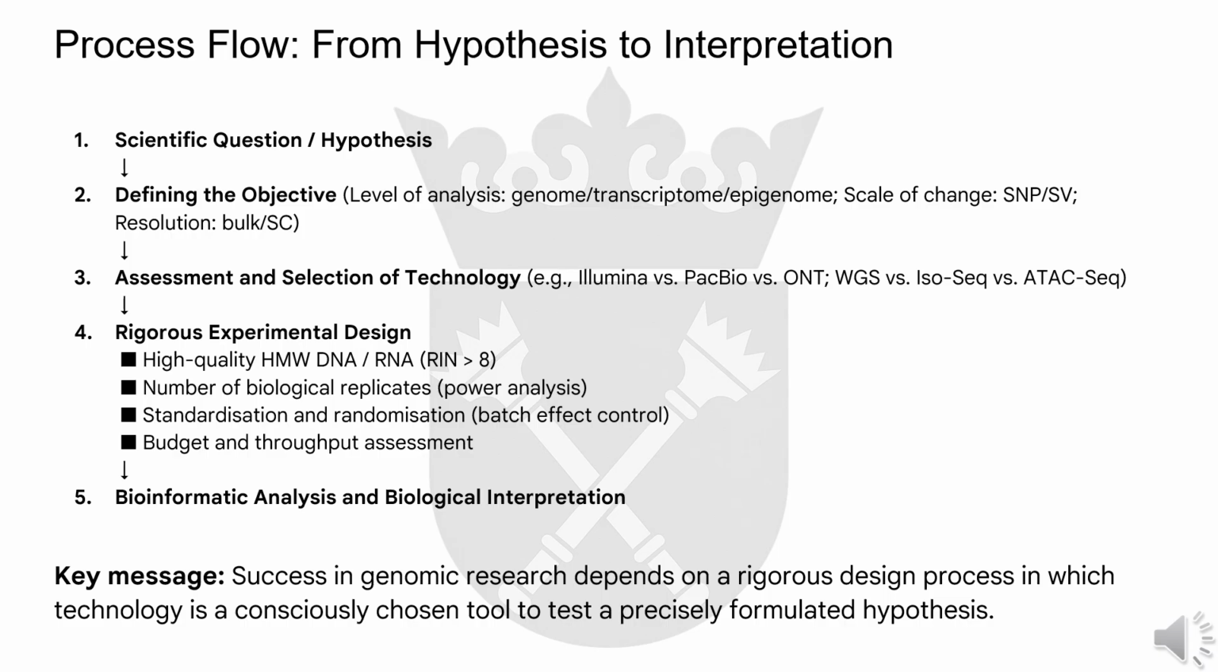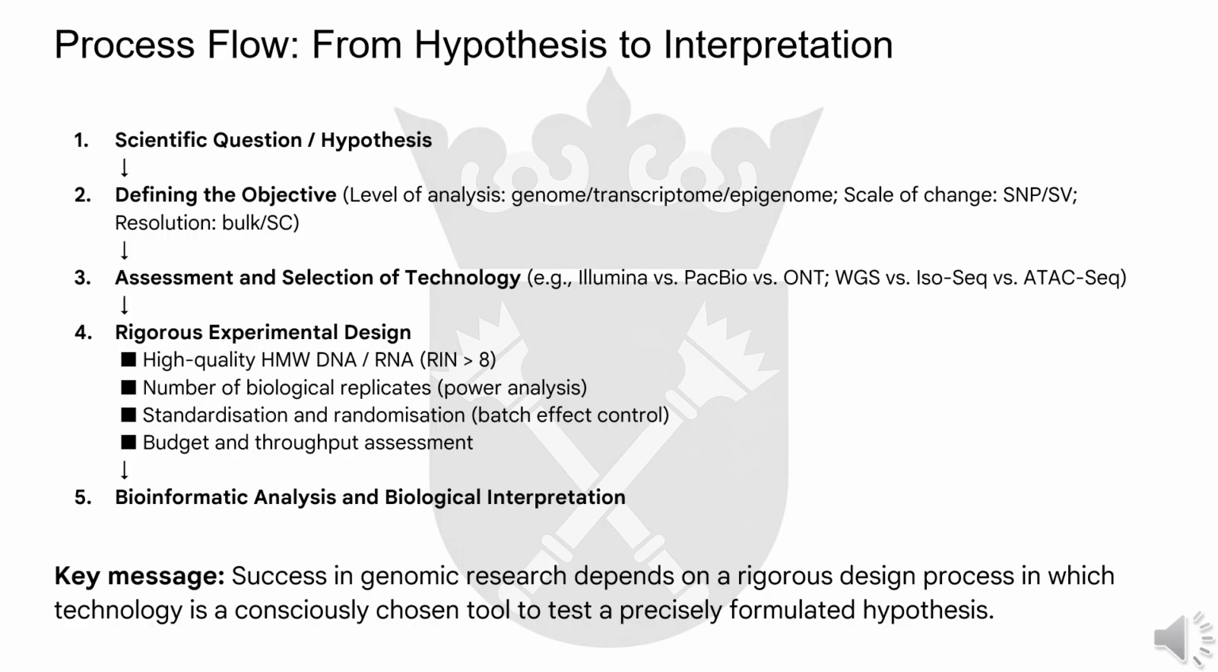Then, we define the study's objective. Are we looking for changes in DNA, RNA, epigenome? Are we interested in point changes or structural ones? And are we analyzing the average response or single-cell heterogeneity? On this basis, we choose the technology: Illumina, PacBio, ONT, maybe Hi-C or ATAC-seq. Each has its applications, strengths and weaknesses. There is no single best one, only the one best suited to the question.